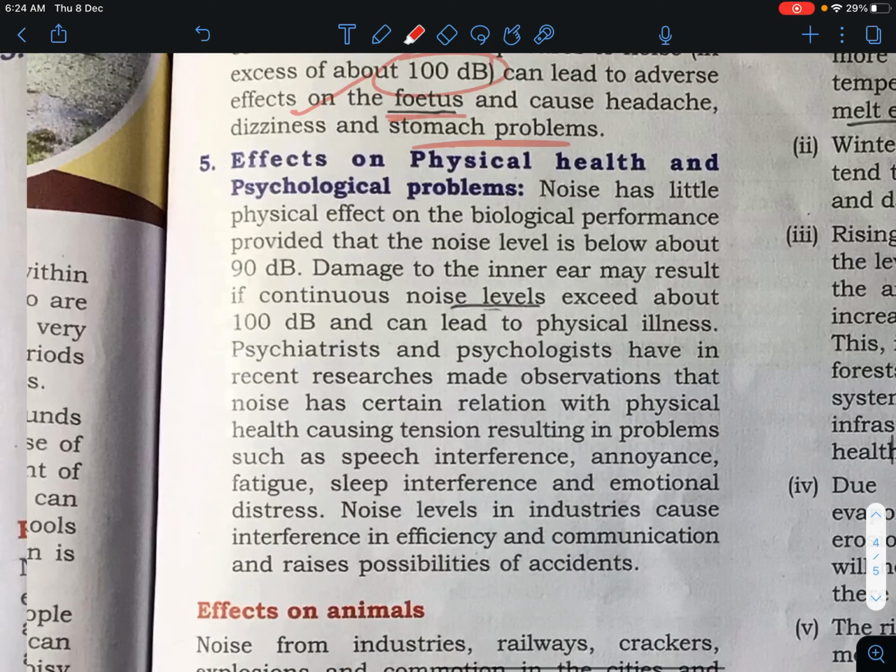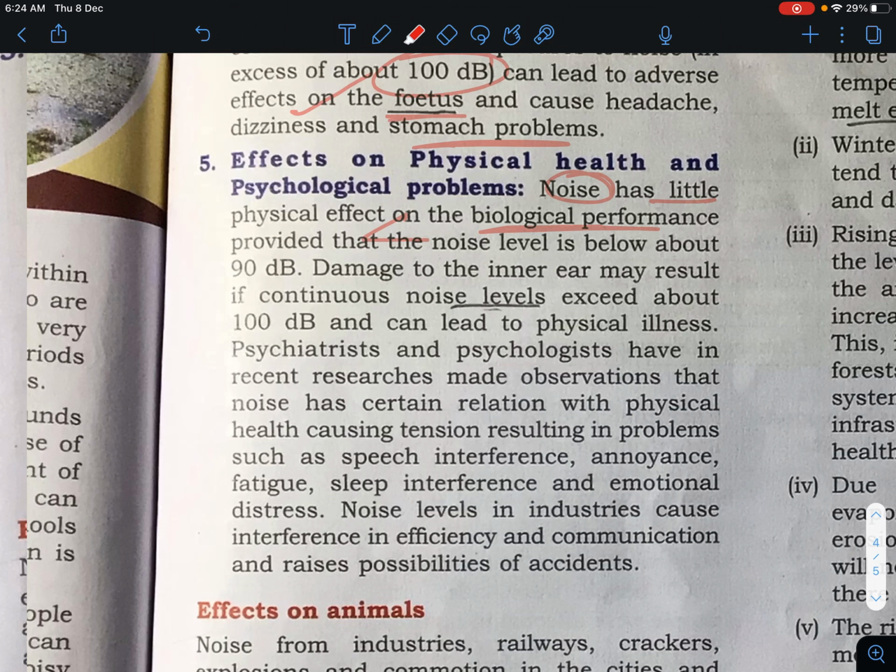Now second, effect on physical health and physiological problems. What are the effects on physical health and physiological problems? Noise has little physical effect on biological performance, provided that the noise level is below 90 decibels. It means noise has little physical effect on biological performance if the noise is below 90 decibels.